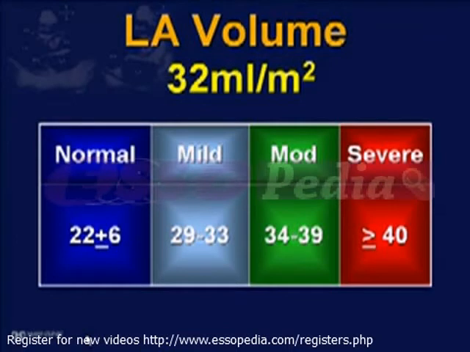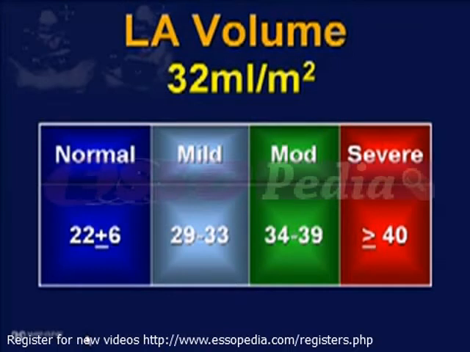We used the area length method, and we got a value of 32 mL per meter squared, telling us that in general, over time, left ventricular filling pressures have been increased, and that this individual may be at slightly increased risk for an adverse cardiovascular event such as atrial fibrillation, heart attack, heart failure, stroke, dying, than say an individual with a normal LA indexed volume.